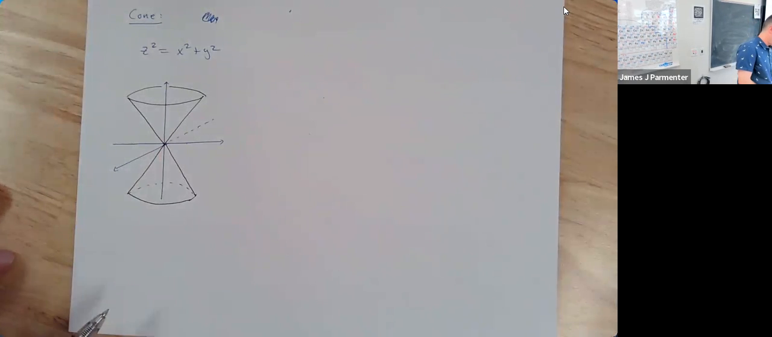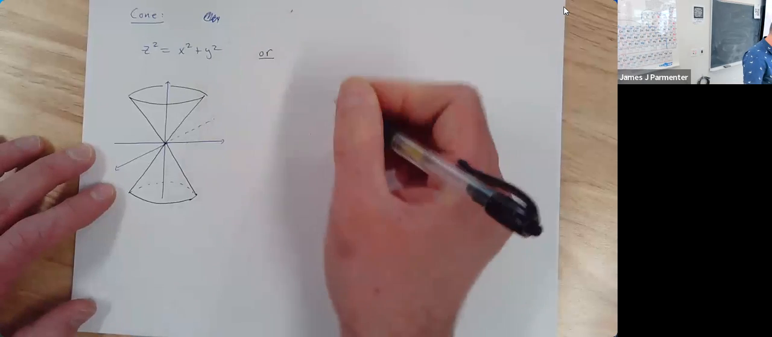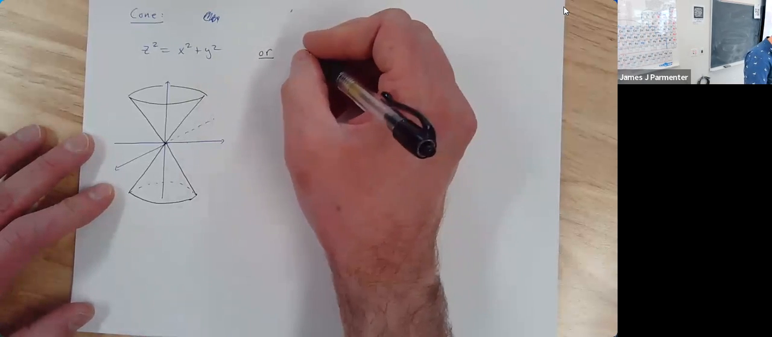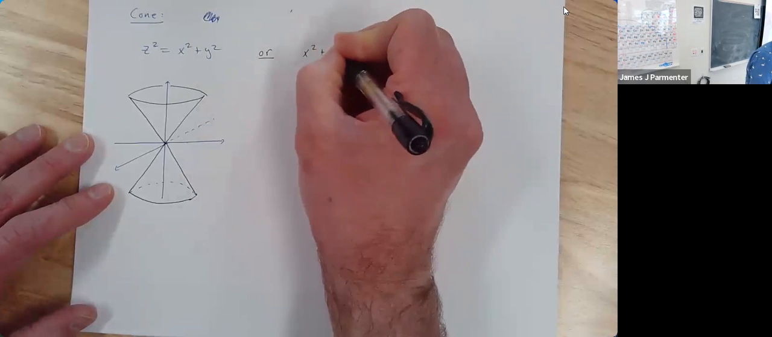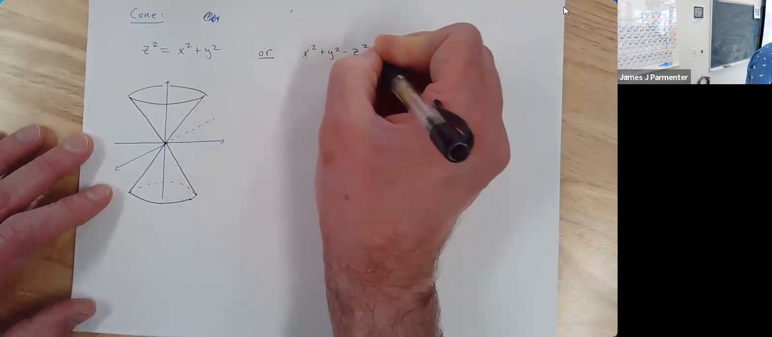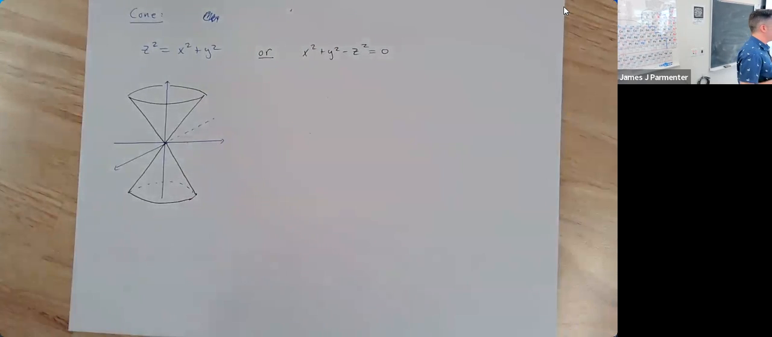The way your book would probably write this is x squared plus y squared minus z squared equal to 0. That's the more general way, right? Because we often like to write all the variables on one side and the constant on the other side.